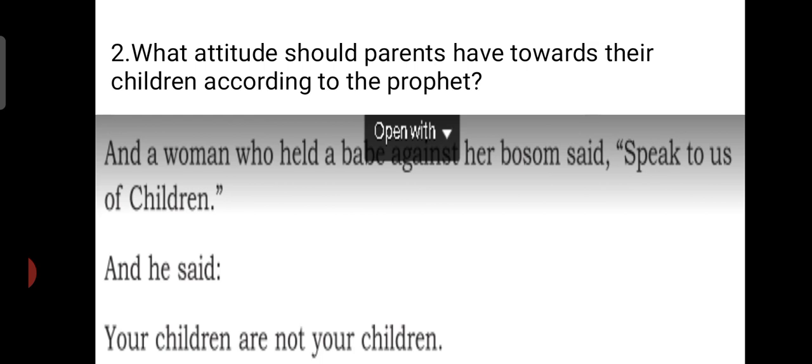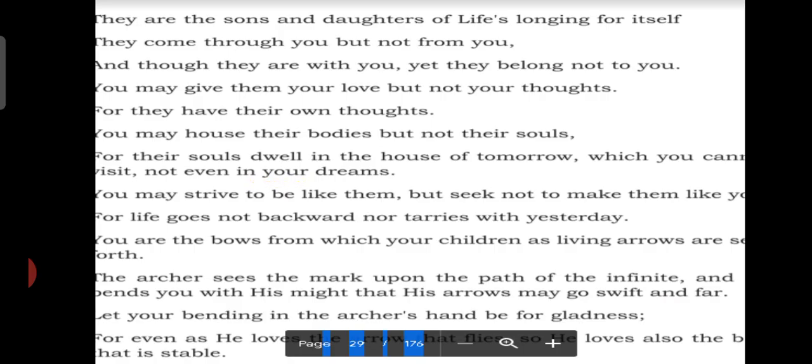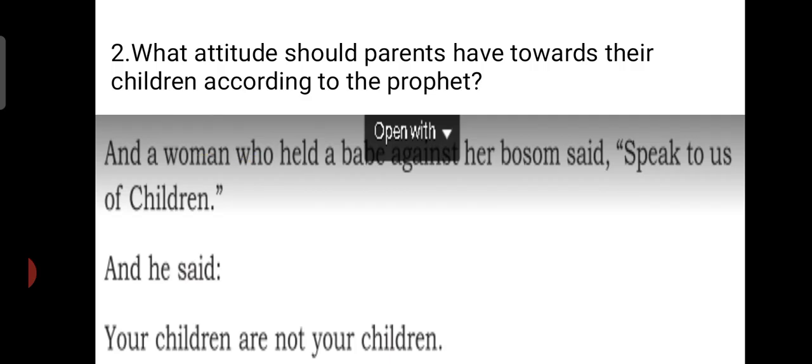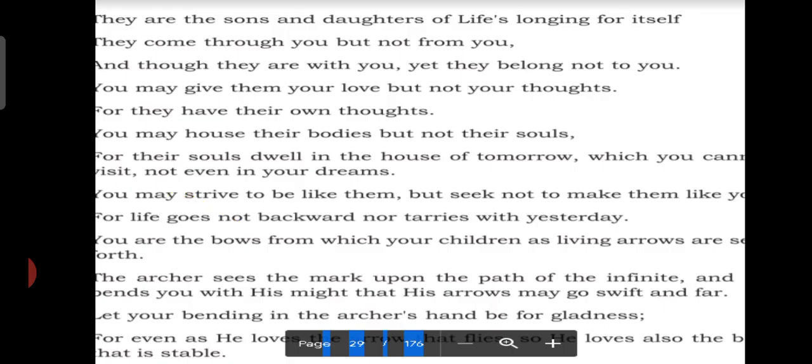What does he speak about the parents' attitude? He says, your children are not your children. They are the sons and daughters of life's longing for itself. The prophet speaks that the children are not the property of their parents. They are just instruments to bring the children to this earth. They are coming from the creator. They do not belong to their parents.